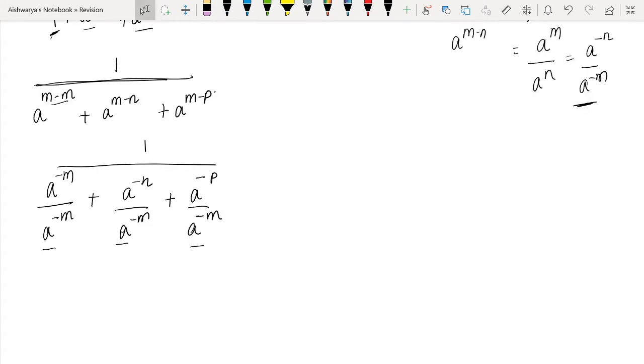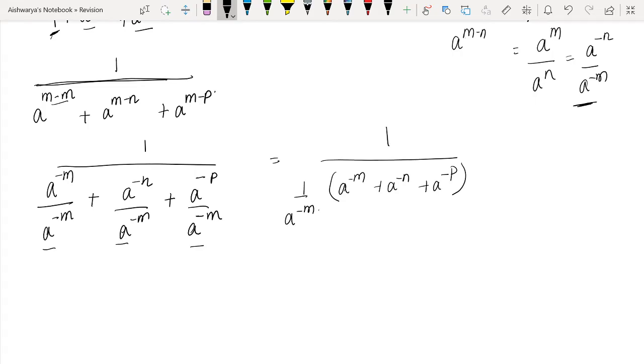So when I take out common, what do I get? I will get 1 by a power minus m, times a power minus m plus a power minus n plus a power minus p. Okay, common is 1 by a power minus m. Now the denominator of the denominator will go to the numerator. It will become a power minus m divided by a power minus n plus a power minus n plus a power minus m.